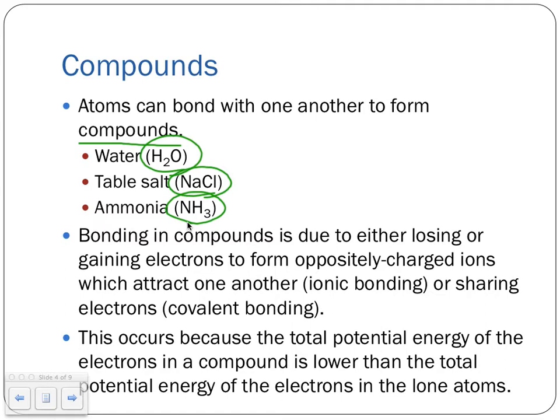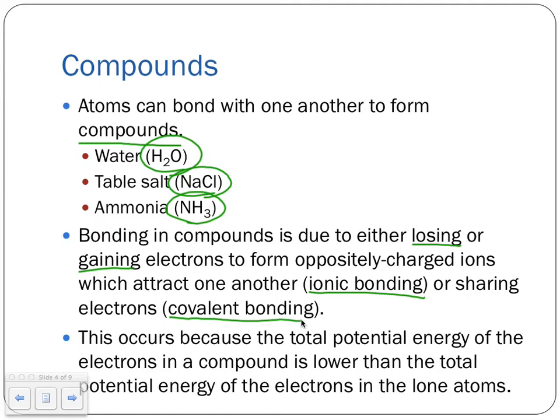The bonding in these types of compounds is due to one of two types of things. One possibility is that the atoms either lose or gain electrons to form oppositely charged ions, which then attract one another. When that happens, that's called ionic bonding. The other possibility is that the two atoms might share electrons, and when they share electrons, it's called covalent bonding.